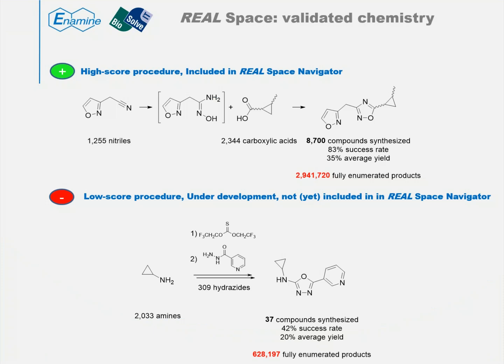So when I say validated chemistry, I mean that the procedures to build this space are really validated in a few thousand experiments, and only those procedures that result in molecules with a high success rate are included in the enumeration. And for the procedures that present, let's say, less successful results, we do an additional evaluation, and if the procedure is not good enough to give us the accepted success rate, it is not included in the REAL Space.